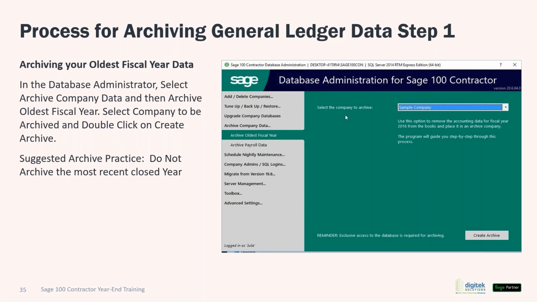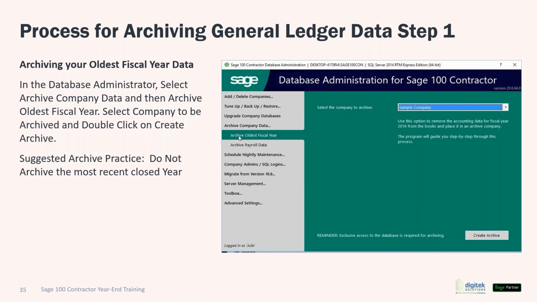All right, so now we're ready to go ahead and archive the general ledger. Again, this is done in the database administrator. So when we open up the database administrator, you can see here we can archive company data. As I mentioned before, you have two options: archive the oldest fiscal year, which represents the general ledger, or archive the payroll data. Here, we're going to click Archive the oldest fiscal year.